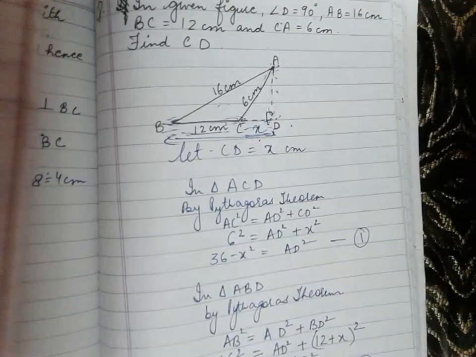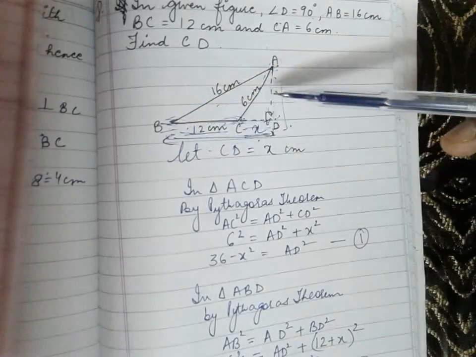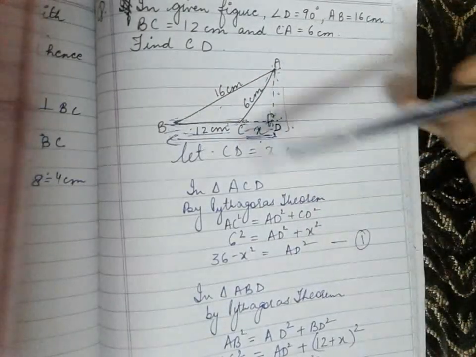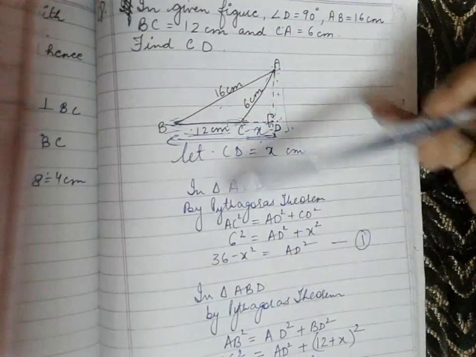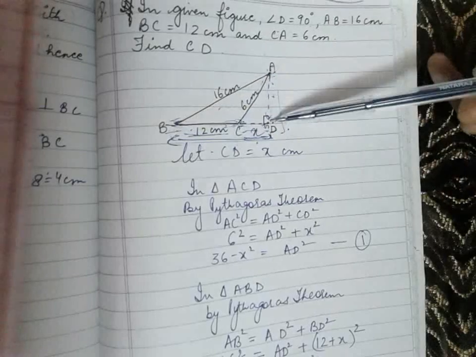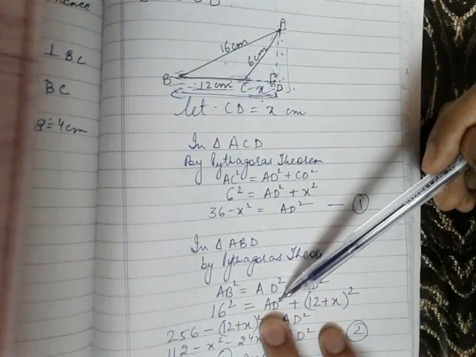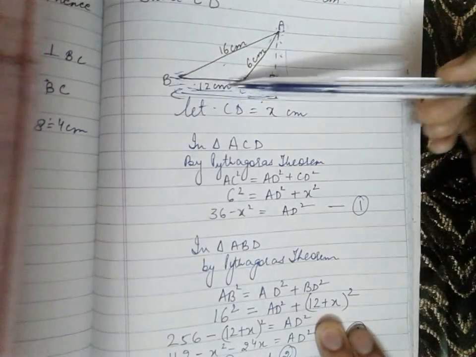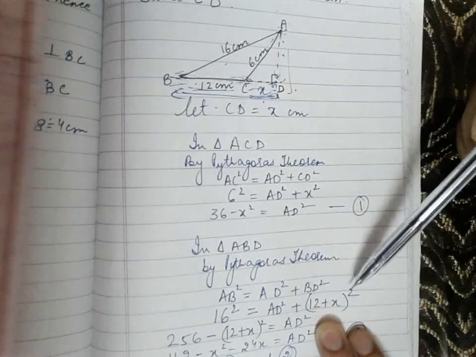Now next triangle, leave it as it is, nothing to be done now. Come to the next triangle, triangle ABD. Now I'll use triangle ABD to find AD. In triangle ABD, by Pythagoras theorem, we have AB square is equal to AD square plus BD square. Now this AB is 16, so I have written 16 square. And this AD we are finding again to equate it. And what is BD? This BD is equal to BC plus CD, that is equal to 12 plus x. So I have written 12 plus x whole square.